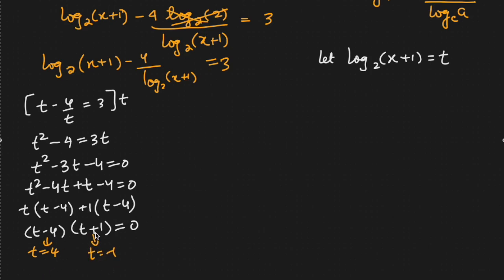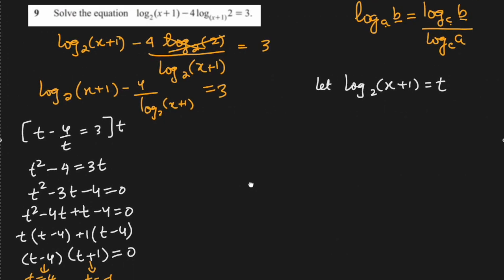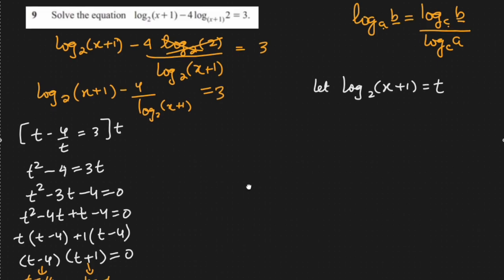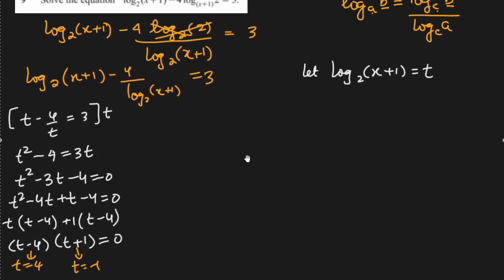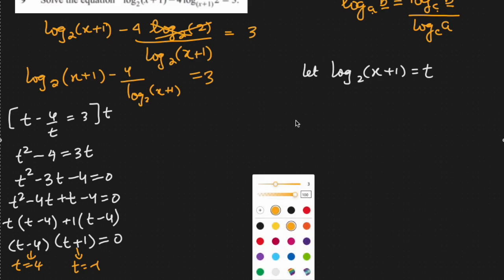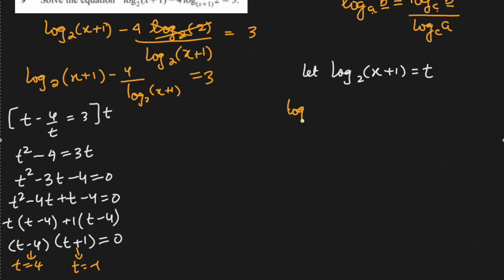But t was not the question. The question was to solve the equation which had x. So we have to go back to x. So it will be log base 2 of (x plus 1) is equal to 4, and the second one, log base 2 of (x plus 1) equal to minus 1, right?